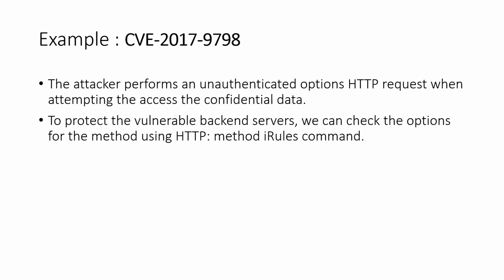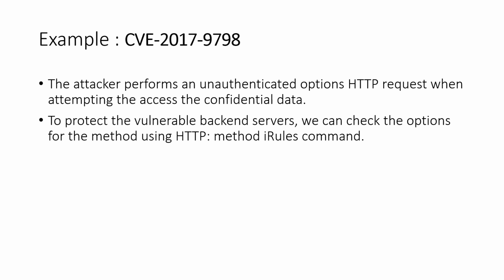This is one of the examples in which an attacker performs an unauthenticated OPTIONS HTTP request when attempting to access confidential data. To protect these vulnerable backend servers, we can check the OPTIONS method using an HTTP iRules command, and then perform actions such as returning an HTTP response code to the client. This profile allows you to limit the permitted HTTP methods in the known method setting. You can configure the affected HTTP profile with the value reject for the unknown method setting, and delete the value OPTIONS from the known method settings.